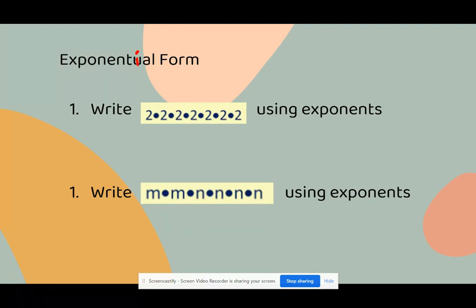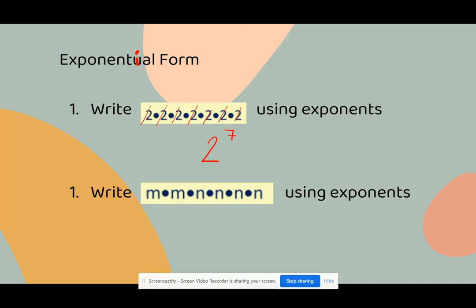So you're going to write an expression using exponents. In this case, our base is 2. So I write a 2, and then I just count how many there are. 1, 2, 3, 4, 5, 6, 7. So my exponent would be 7. So 2 to the 7th power.